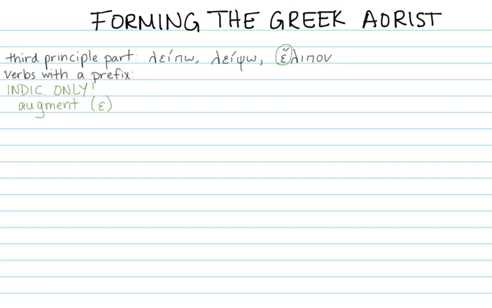For verbs that have a prefix on them, like, let's say, kataleipo, the augment goes after the prefix and before the main verb. So you see in that third principal part that it goes after kata and before lipon, and the second alpha of kata has been elided and disappears, so you get katelipon.